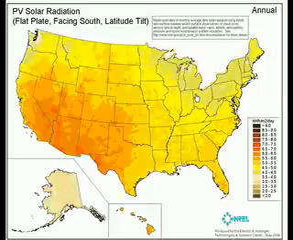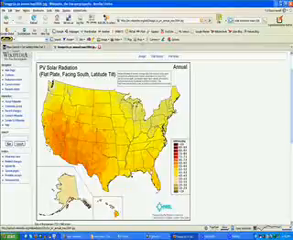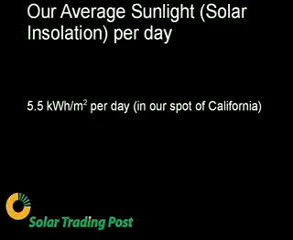And what it's telling us, if I pick a spot, I'm going to pick this little spot right here, and it's going to be somewhere in California. And then I look at the color, go over to the right hand side here, and it says that we get on average every day in this little place in California, I'm not quite sure where it is, we get 5.5 hours on average of usable sunlight that we're going to get energy from. That's the answer to the first part of the question.